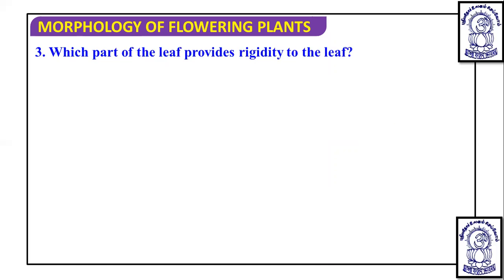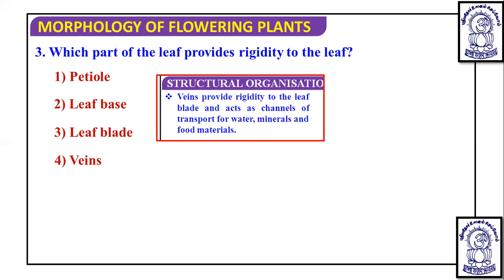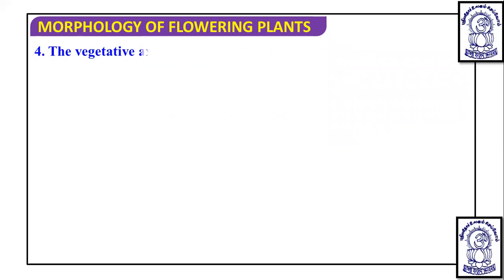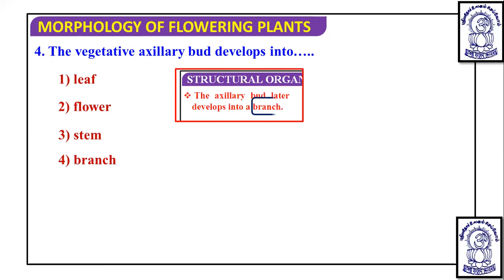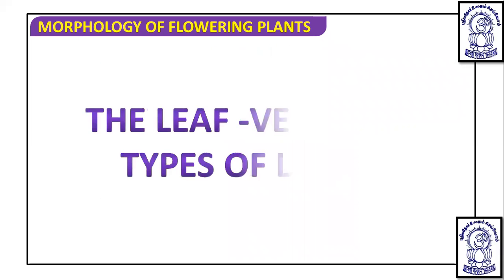Which part of the leaf provides rigidity to the leaf? Just as we have discussed, veins are responsible for providing rigidity and also act as a channel for the transport of water, minerals, and food because they bear vascular tissue like xylem and phloem. The vegetative axillary bud develops into a branch.